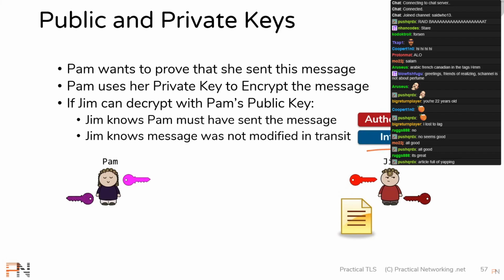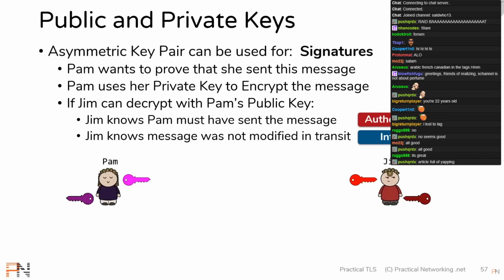That is integrity. If someone captured the message in the middle and changed the content of the message, well, when Jim tried to decrypt it with Pam's public key, he would end up with a garbled mess, if the decryption would have worked at all. So if Jim was successfully able to decrypt a message with Pam's public key, then we know for a fact the message hasn't changed since Pam encrypted it with her private key. This process that we just discussed is what's known as message signatures. You can use an asymmetric key pair to create a signature, which provides authentication and integrity for what was signed.